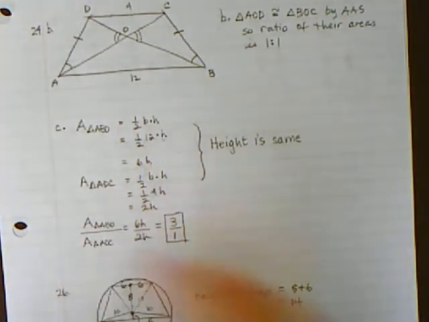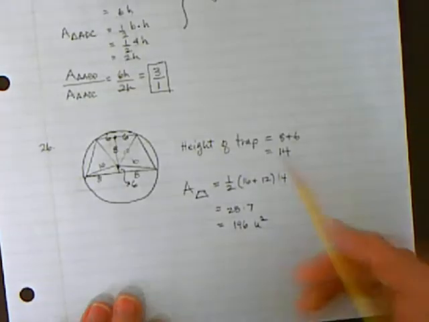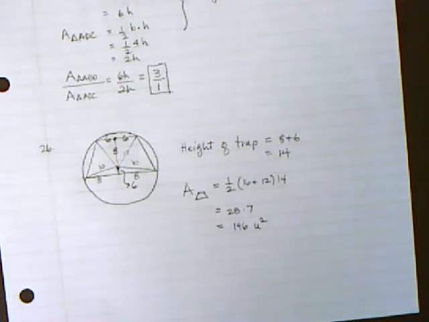Okay, this next problem, number 26, is a little bit tricky, but it's kind of a fun one. For 26, you have an isosceles trapezoid with bases 12 and 16 inscribed in a circle of radius 10. The center of the circle lies in the interior of the trapezoid. Find the area of the trapezoid.